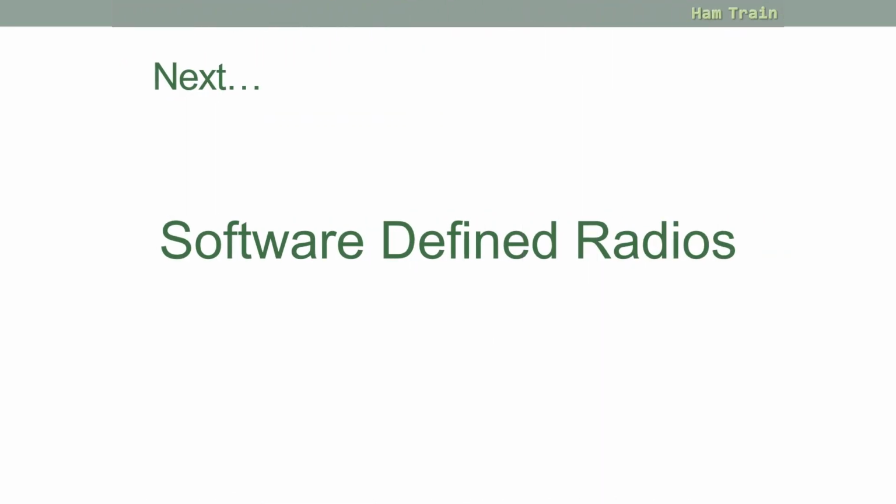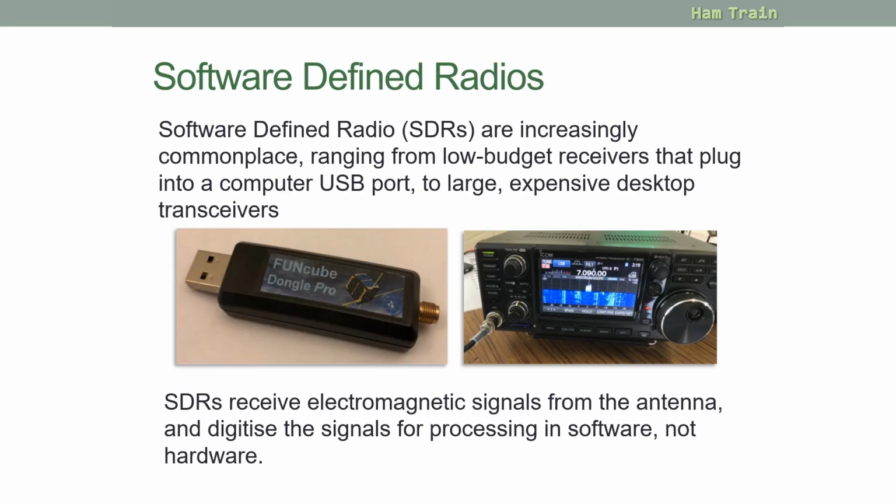A quick look now at software-defined radios. These are a new type of radio that are out there that, rather than using hardware and electronic components, use software to let you tune in to radio signals and transmit. As I say, they're relatively new. SDR, software-defined radio, they're increasingly more common, and they range from very cheap low-budget receivers that plug into a computer to large, expensive desktop transceivers.